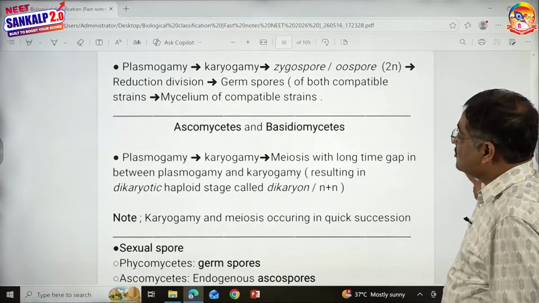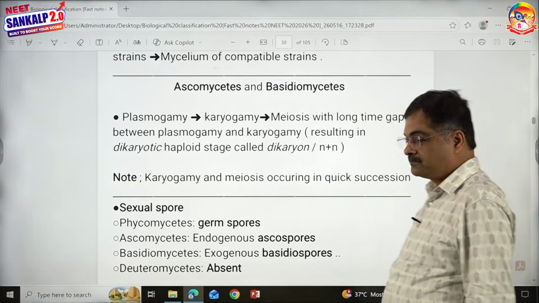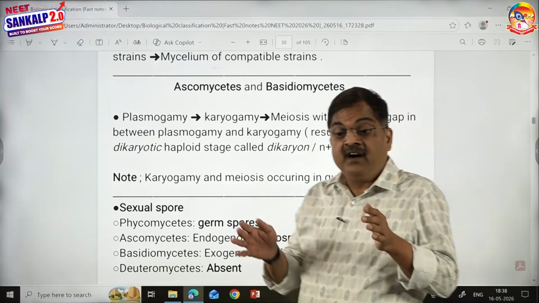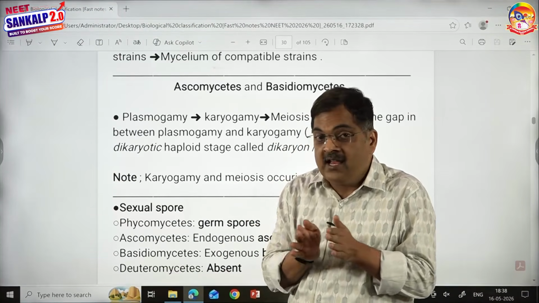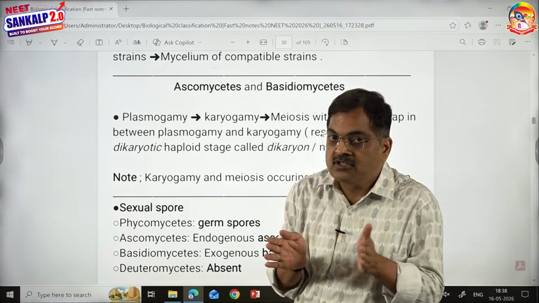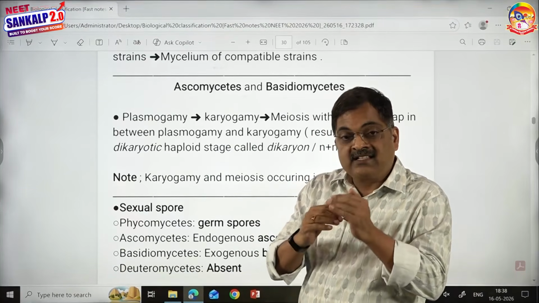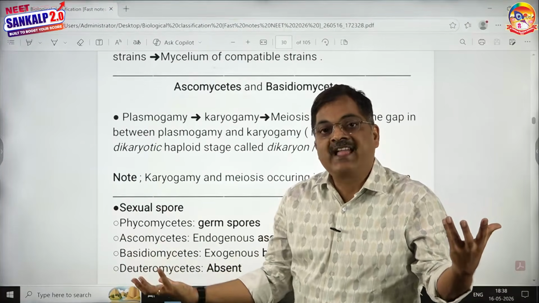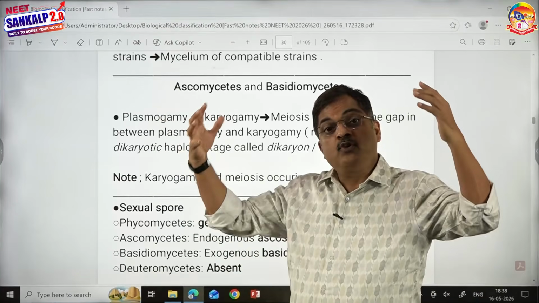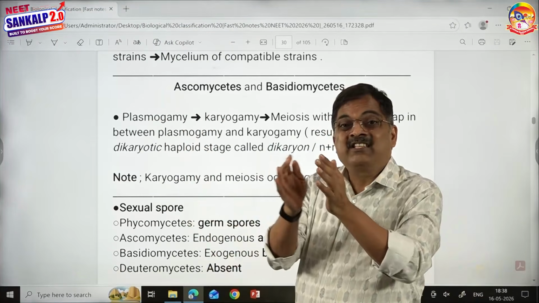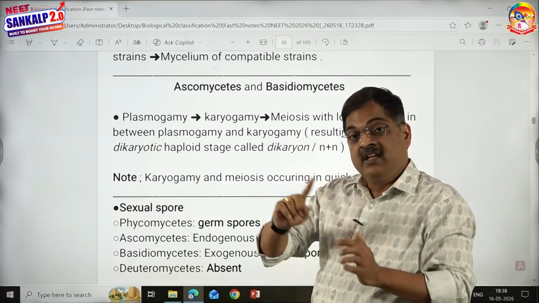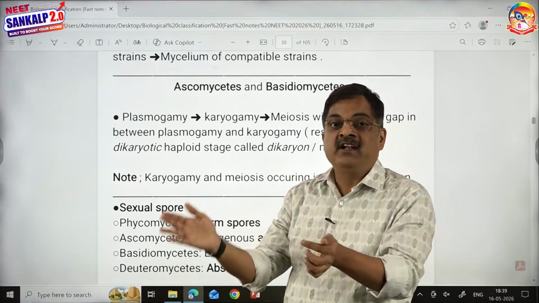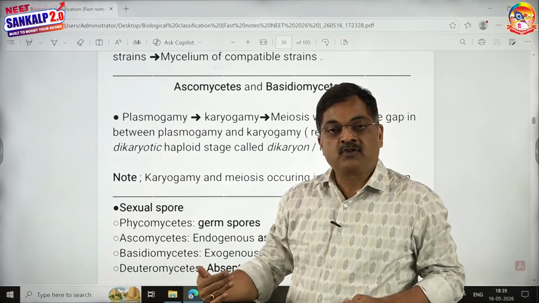Then we talk about Ascomycetes and Basidiomycetes. Here also it is the same. Plasmogamy occurs, karyogamy occurs. But first plasmogamy occurs, and the nuclei are reluctant to fuse. They want to stay separate. Then that cell with separated nuclei will divide and redivide and develop into a mycelium, which is dikaryotic. After producing fruiting bodies, inside a special sac-like structure called ascus in Ascomycetes, the 2 nuclei fuse, karyogamy, immediately followed by reduction division, producing ascospores.